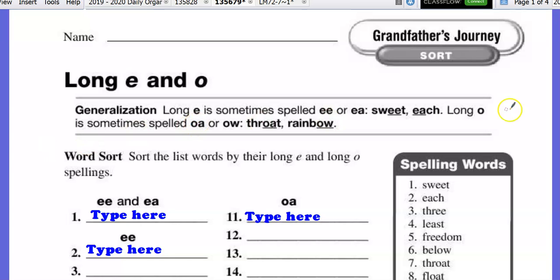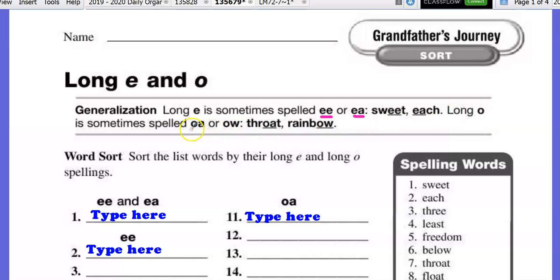Long E, long O. There are different ways that you can spell long E and get the long E sound. The examples we'll go over this week are when you have a double E or an EA. For example, sweet has a double E, that's where you hear the long E sound. Each has an EA, that's where you hear the long E sound.